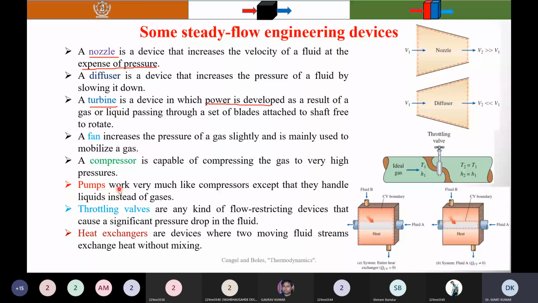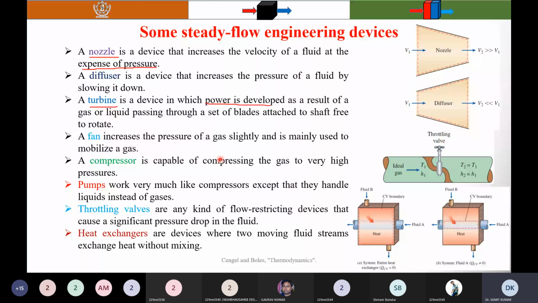It will also increase the pressure, but not much. It means it slightly increases the pressure of the gas. So this is the basic difference between the fan, compressor, and the pump. But the working principle is the same. In all these three, we need to do work on the system.